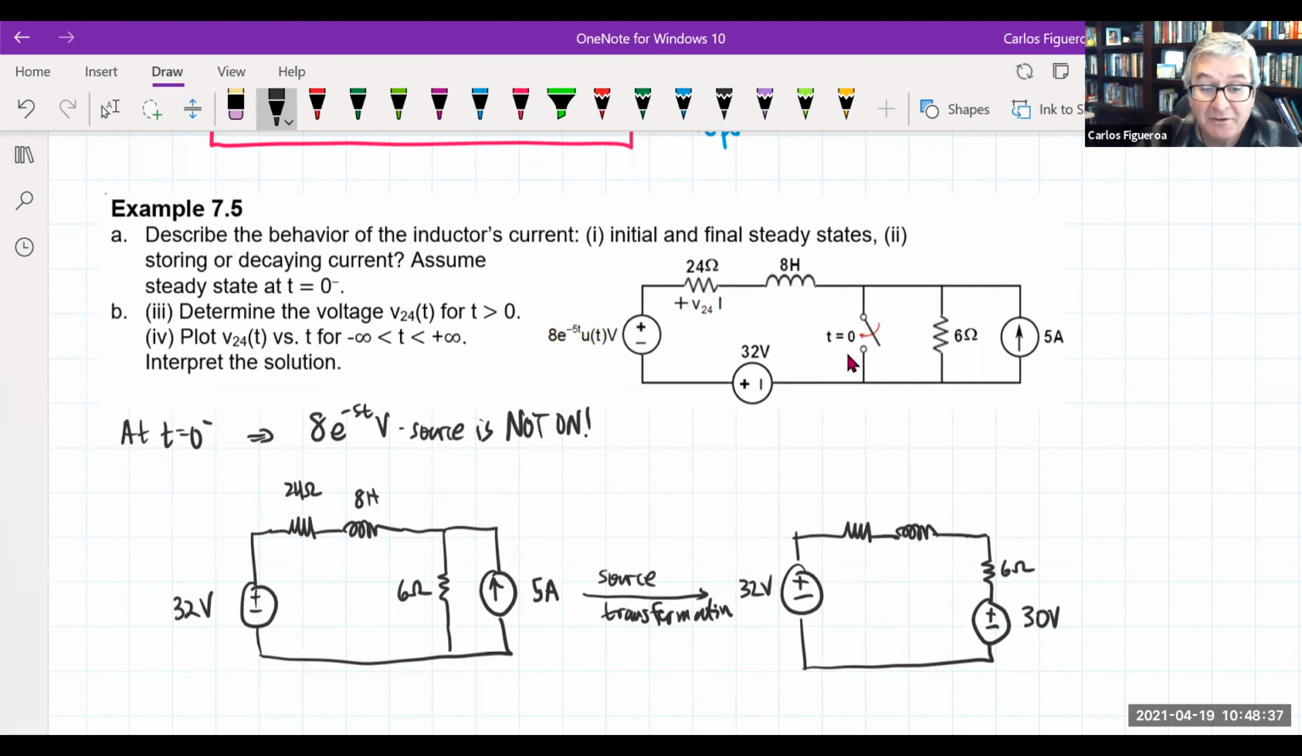So what I'm seeing here is that the 5 amp source is not going to dominate. The effective source acting on that inductor is a 2 volt source here. And so the current flowing through the inductor has to be in this direction right here. Let me make sure that makes sense. I have two opposing sources.